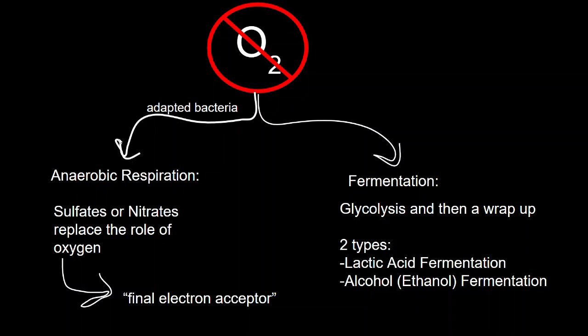Number one, there are some adapted bacteria for anaerobic or oxygenless environments, which undergo anaerobic respiration, which is when sulfates or nitrates, which are molecules heavy in oxygen but just not pure oxygen, replace the role of oxygen as the final electron acceptor. And then we have fermentation, which occurs in other bacteria, other microorganisms, and humans. It's basically glycolysis and then wrap it up. And there are two types of fermentation that you're going to want to know for those courses, which is lactic acid fermentation and alcohol or ethanol fermentation. Ethanol is a type of alcohol, and alcohol is a chemical group with hydroxide.